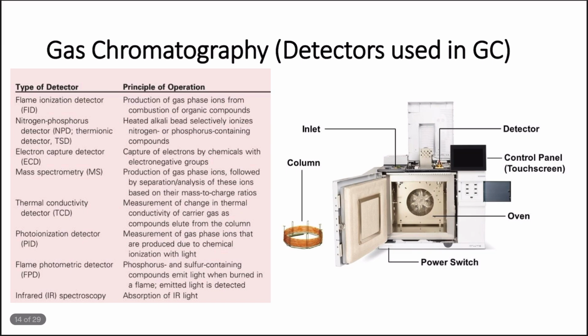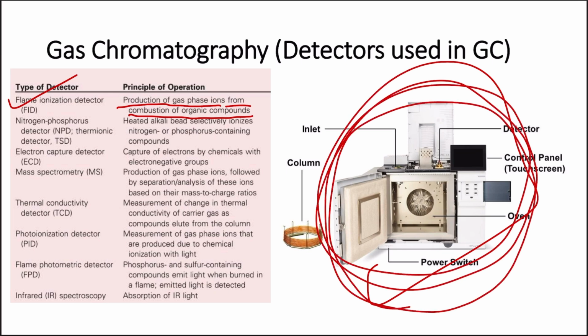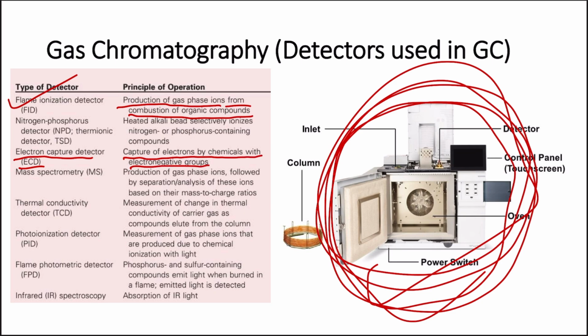So we have the flame ionization detector. The principle of operation for this is the production of gas phase ions from the combustion of the organic compound which is eluting out. Here you can see a pictorial representation of the gas chromatography system. Then we have other methods like the electron capture detector. Here basically the capture of electrons by chemicals with electronegative groups occurs, and that is the method being used here.